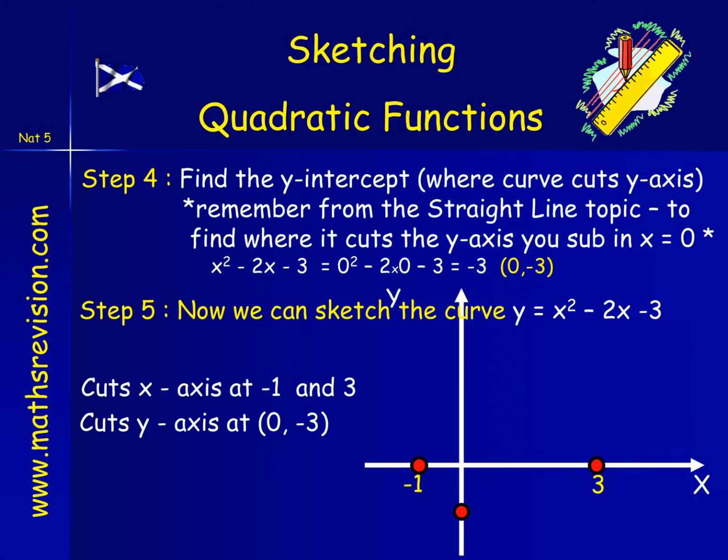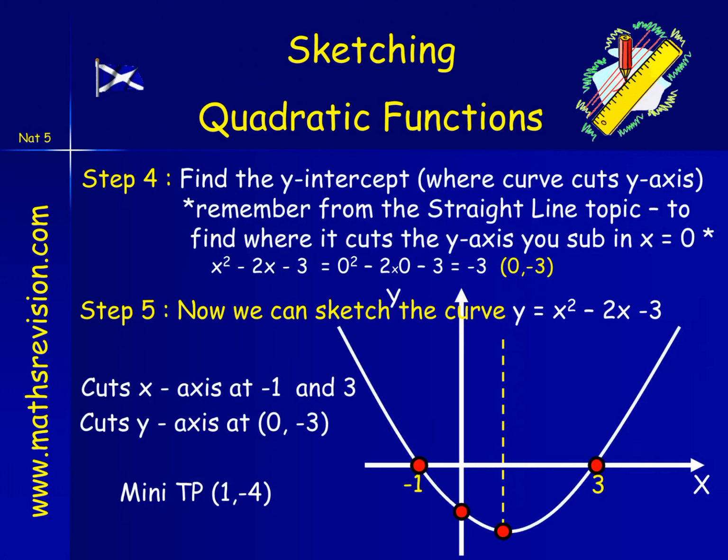It's a negative number. And we also found out the turning point was (1, -4). And again, it's going to be roughly there. I've put also the line of symmetry. So this graph looks like this. The minimum turning point, the wee lowest point there, is (1, -4). You've got 1 and 3 are the roots where it cuts through the x-axis, and you've got the y-intercept.